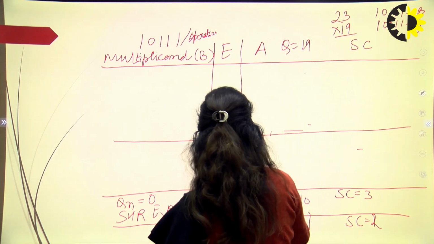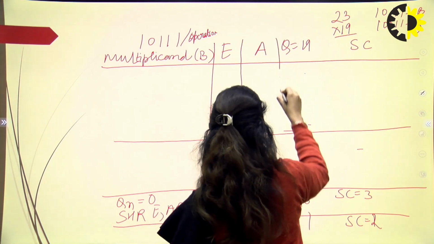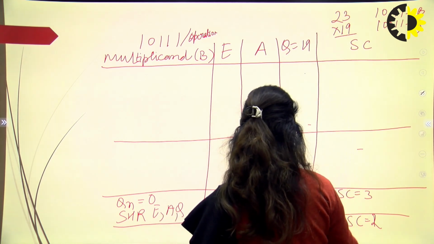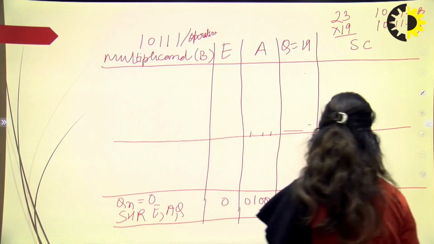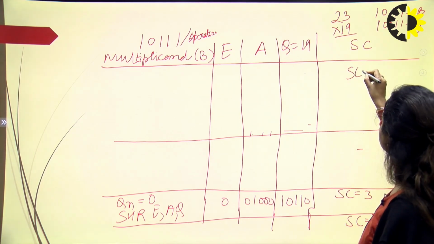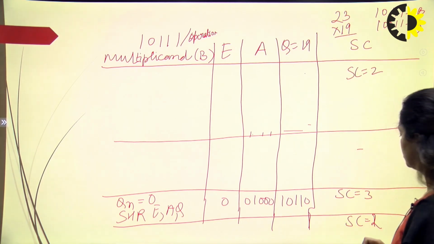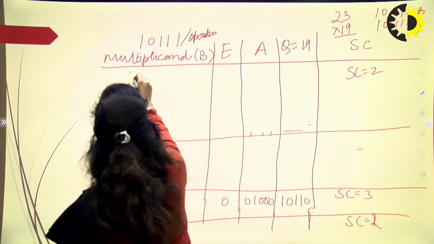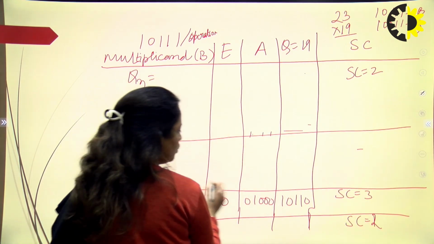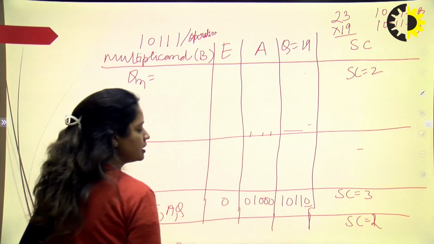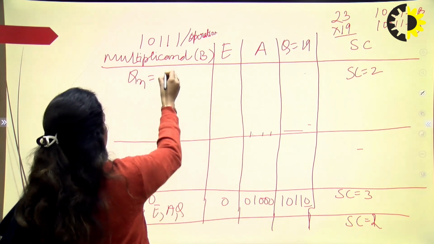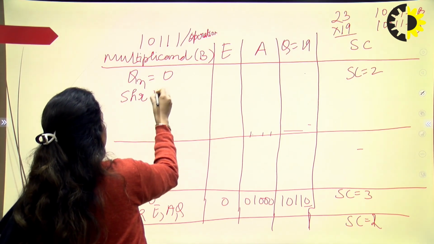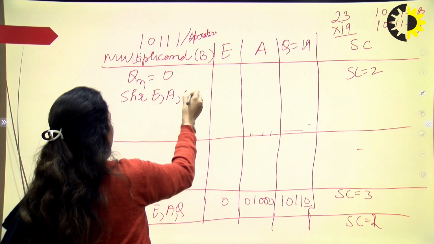Let us draw this line and then again this line. Okay, so when SC equals 2, again we have to perform a lookup for the Qn bit. The Qn bit over here is 0 again. Okay, again we have to perform a shift right operation between E, A and Q.